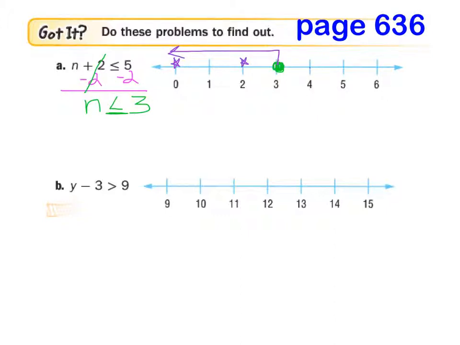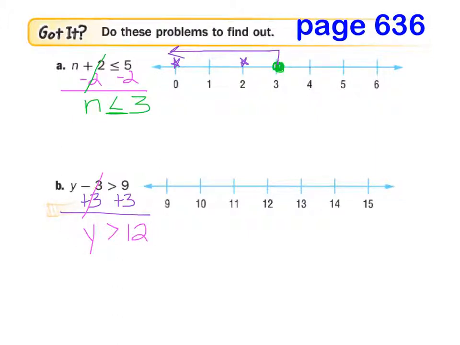Let's try the next one. The y is attached to the 3 with subtraction, so we're going to add 3 on the left and add 3 on the right. So the 3's cancel, leaving me with y is greater than 12, because 9 plus 3 is 12.